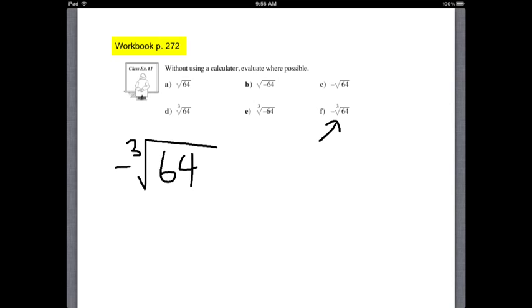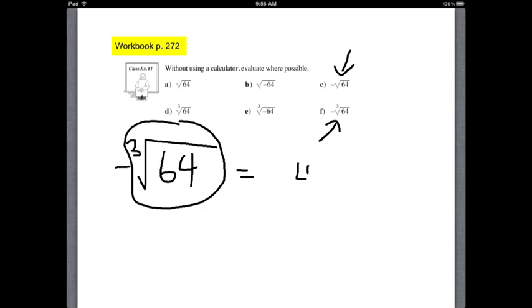Alright, so just like in C, deal with the radical first and then apply that negative sign. So the cubed root of 64 is just going to be 4. Again, put brackets in there if you need to remind yourself that you're going to be multiplying it by a negative sign. Or, of course, if it helps you out even further, put in a negative 1. Negative 1 times a positive 4 is just going to give you a negative 4.